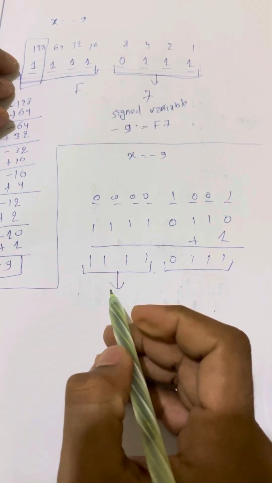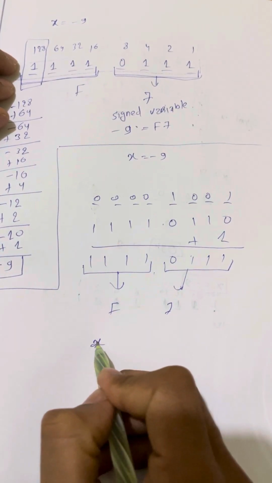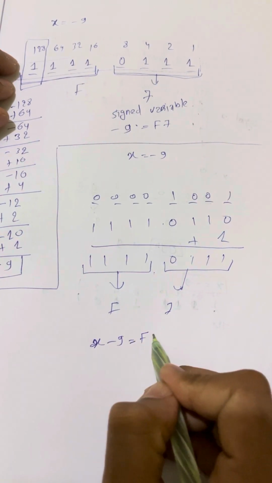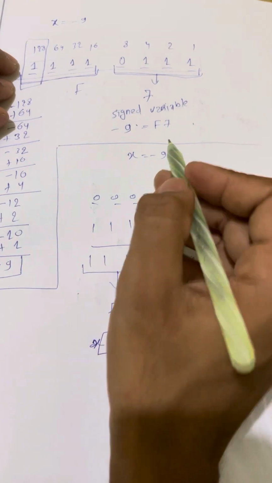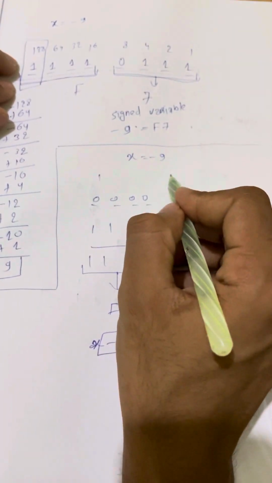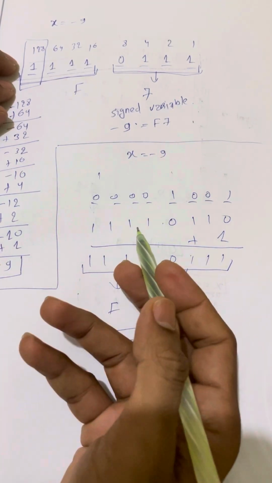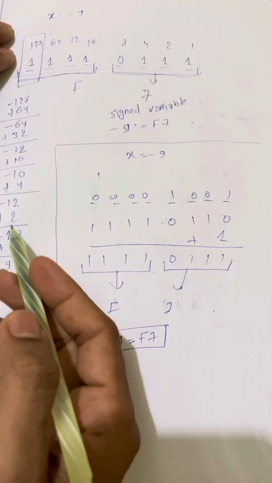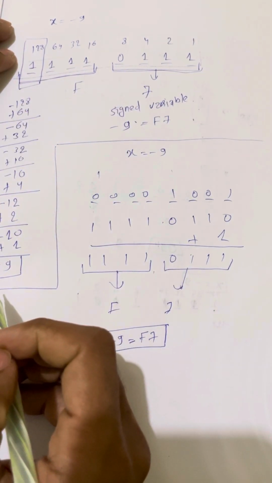Again, in hexadecimal it will be F and it will become 7. So x, meaning -9, is equal to F7. In this way we can convert it. Don't directly write that the minus is there, so make it 1 and 9 is here. No, this is the wrong method. We have to convert it into 2's complement. Either you can predict it, or you can write directly in this format by calculating all the numbers. Okay, thank you.